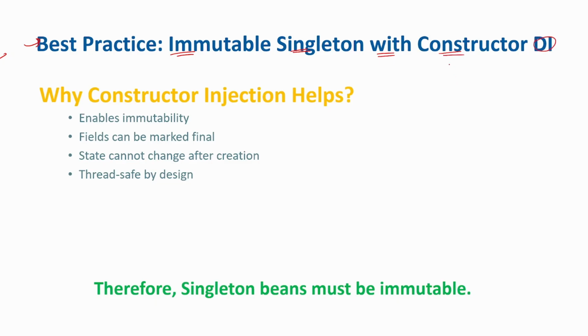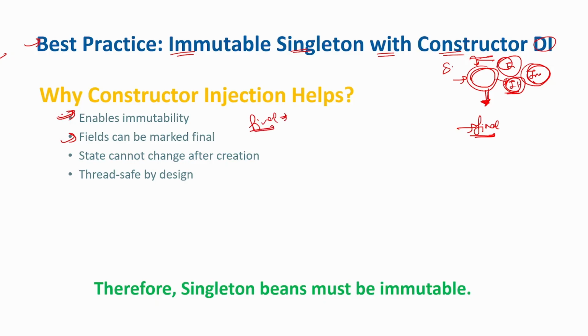First, if we have a singleton bean, then we should make it immutable, and we should also use the constructor. And if it has some dependency, we should inject the dependency with the help of constructor dependency injection, because with constructor dependency injection, its dependency becomes immutable, because we can use the final keyword with it. So constructor injection enables immutability, and that's why the dependency cannot be modified later.